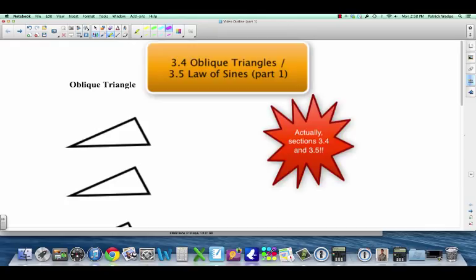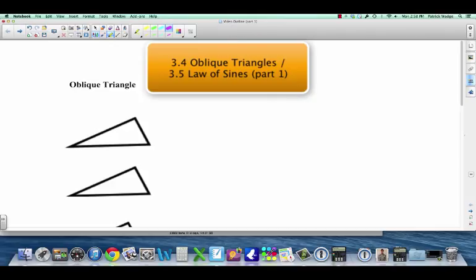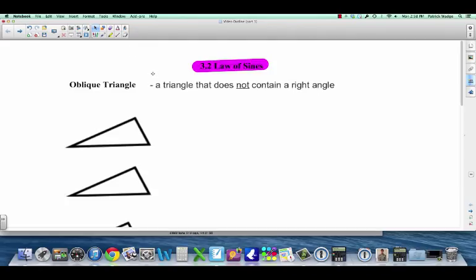Section 3.2 is on the law of sines. It's also called the sine law. And we're going to start today working with triangles that do not have right angles, non-right angle triangles. There's a special name for those triangles, and here it is, oblique triangle. An oblique triangle is a triangle that does not contain a right angle.